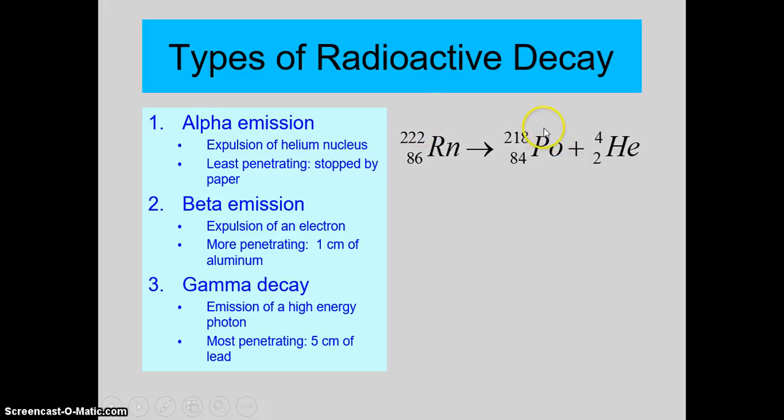what you started with. In other words, this number right here, for polonium in this case, is always 4 less, right? Because this never changes, right? Helium always has a mass number of 4. So this number is always going to be 4 less than what you started with, and this number down here, this subscript, will always be 2 less than what you started with.